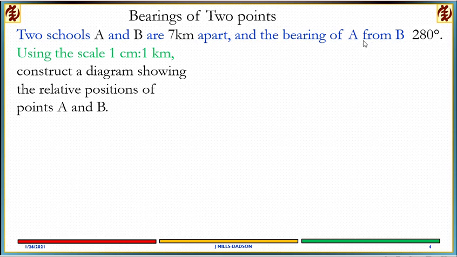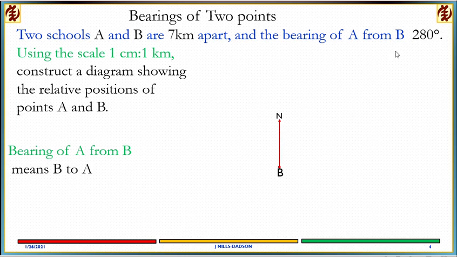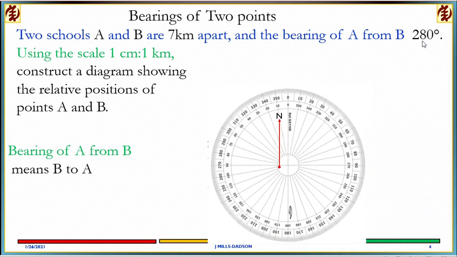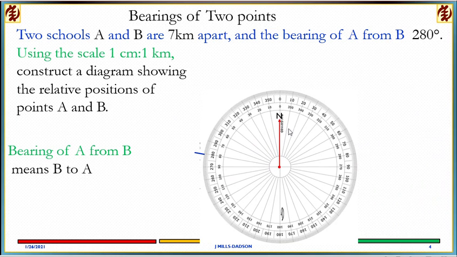So we start. A from B means B to A. So with B, with a north line, measure a reflex angle of 280. Okay, so I'm going to measure 280 degrees. That's all the way from the north line. That's my 280.